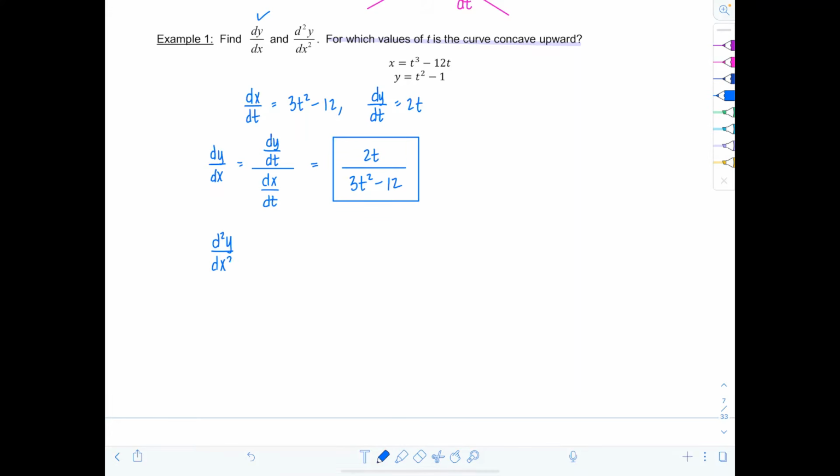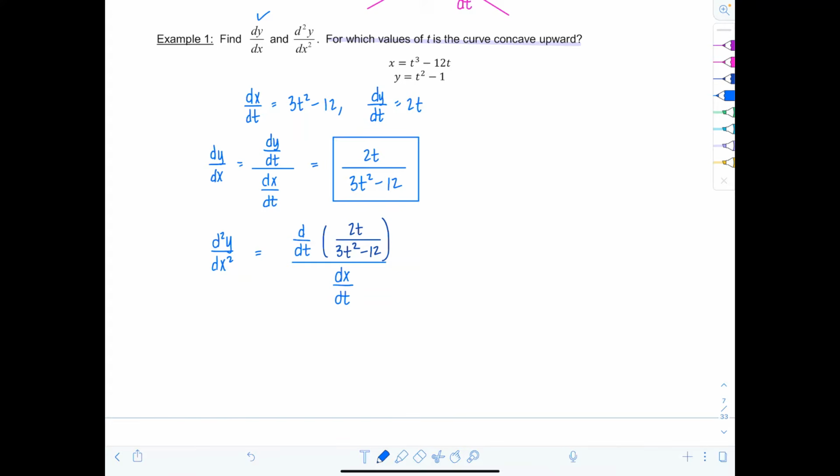Make sure you write out everything really methodically, that way you don't mess this part up. So I'm going to write out what the formula tells me to do. I differentiate with respect to t the first derivative. What's the first derivative with respect to x? It's 2t over 3t squared minus 12. And then I divide all of that by dx/dt. So when you're finding the second derivative with respect to x, you take the first derivative, dy/dx, differentiate it again with respect to t, and then divide that result by dx/dt.